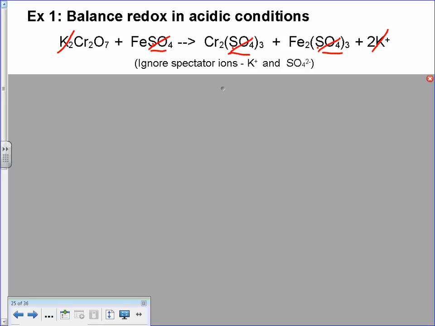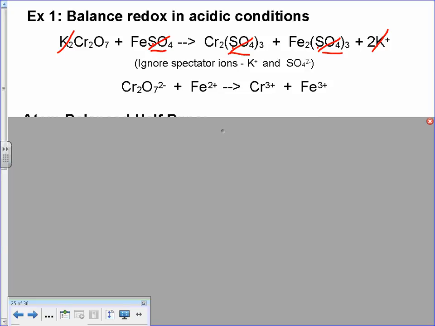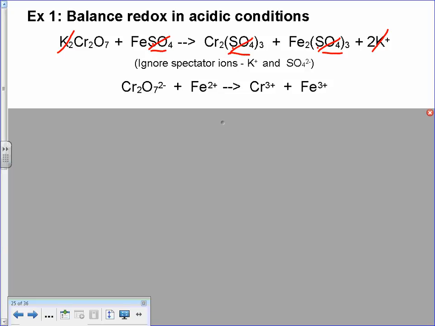Okay, so then how does that reduce down to the part that's important, which is the net ionic equation? We get dichromate, iron 2+, chromium 3+, and iron 3+. And notice I didn't write down any coefficients here because that's our job. We're balancing this for atoms by mass and then by charge. So I just pulled out the important pieces.